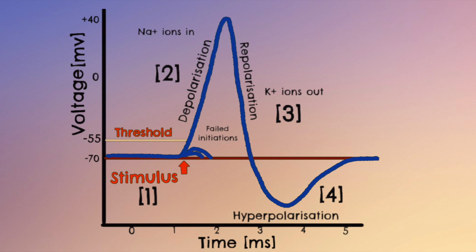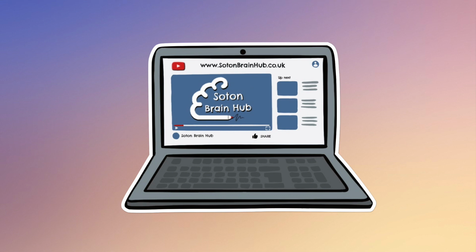The potassium channels are slow to close, which causes the hyperpolarization you can see here, dropping below the resting potential. The resting potential is re-established by exchange pumps, which move sodium ions in and potassium ions out.